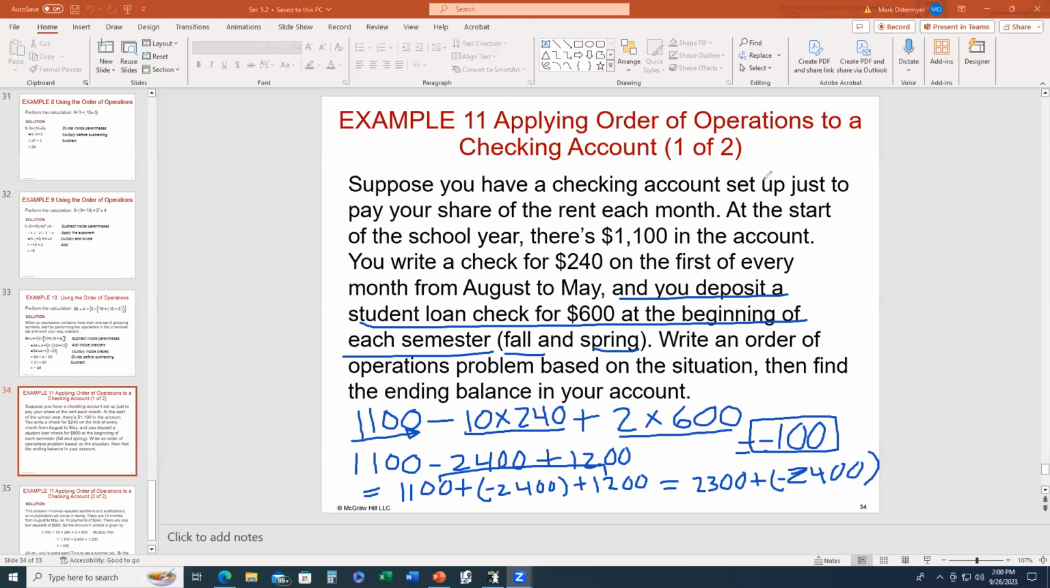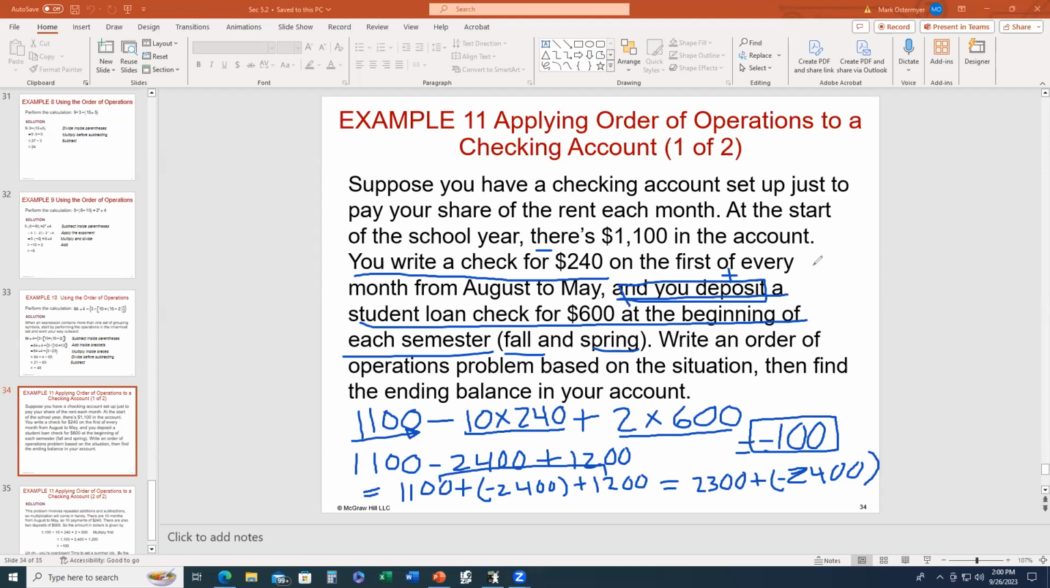So far as knowing the symbols you're supposed to use, it's all about the wording in the box. Yeah, it's the wording. If you write a check, that means you're taking money out of your account. So that would be a minus, correct? Okay. If you deposit money in your account, that's going to be a positive. You're adding to your account, correct?